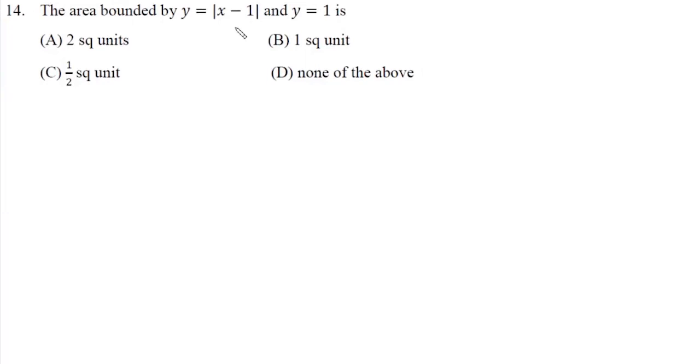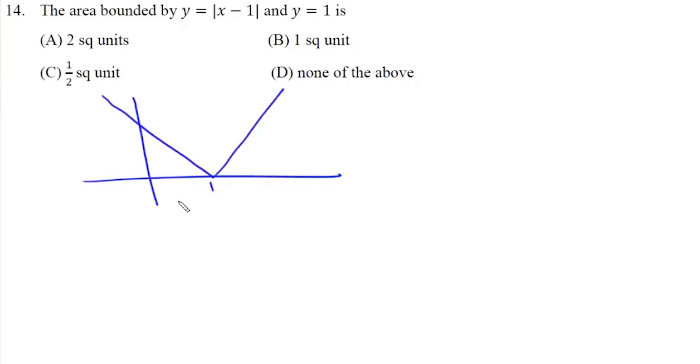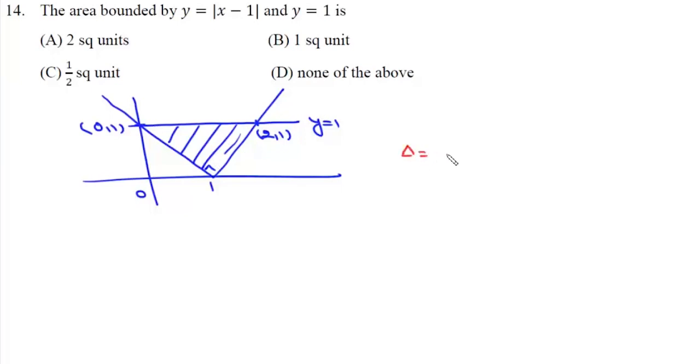Now here the questions, we need to find area bounded by y equals mod of x minus 1. So that's the graph of y equals mod x minus 1. Now this is 1, it is 0, this is 90, this is 0, 1, and y equals 1 line. So this is y equals 1 line. Now this point of intersection is 2, 1. Now we need to find area of this triangle. Now area of this triangle is 1 by 2 base is 2 units into this height is 1 unit, which is 1 square unit, and that's your option B.